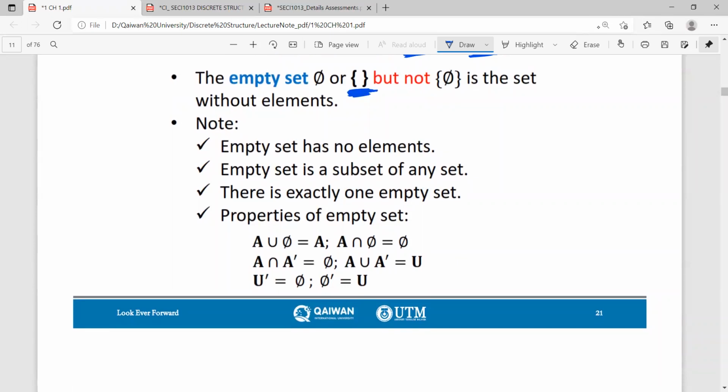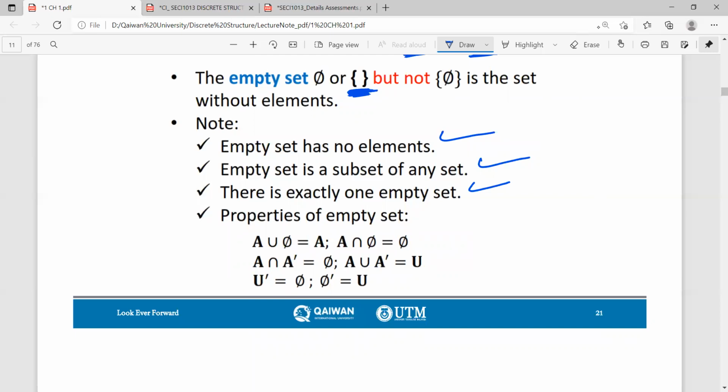We say empty set has no elements. Empty set is a subset of any set. There is exactly one empty set. We have only one empty set in each set. We have no more than one empty set because all empty sets are equal.